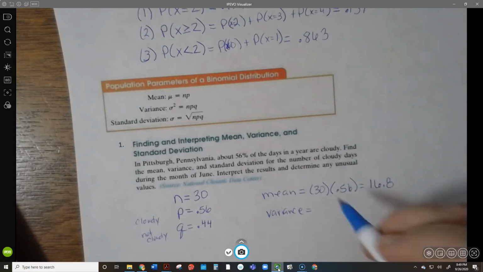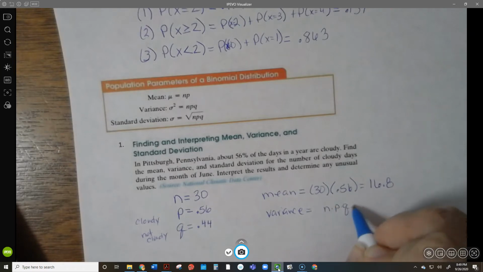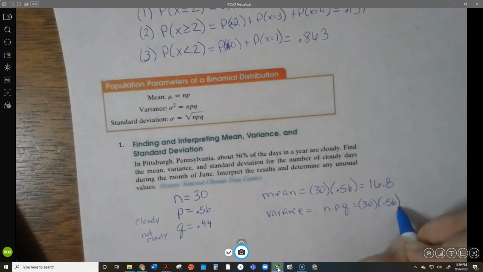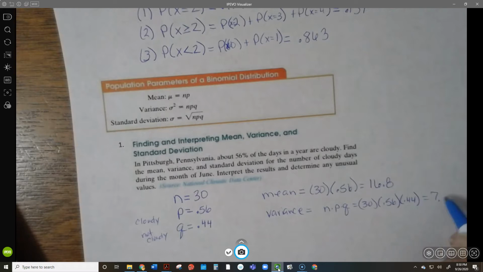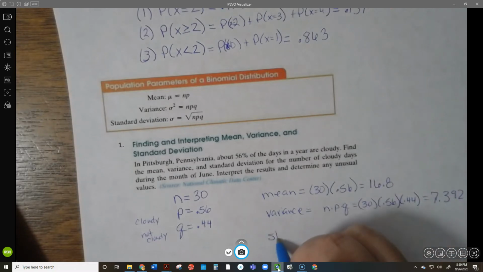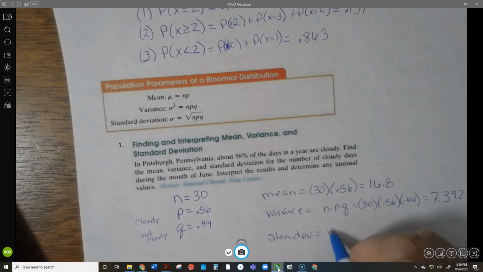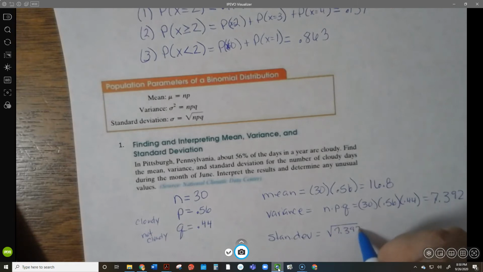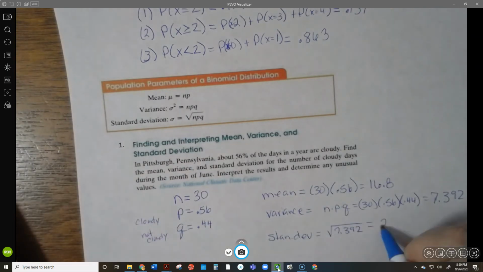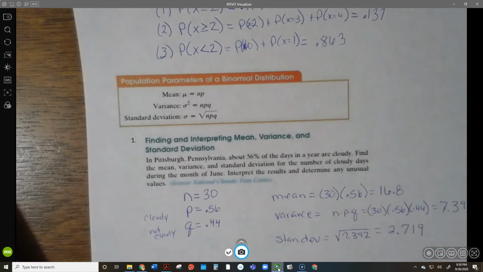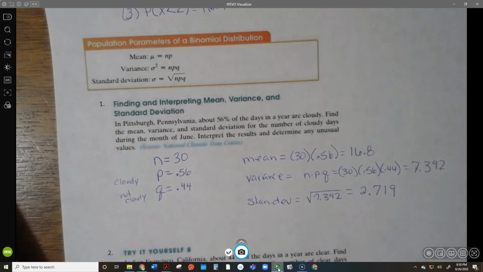Your variance, they don't really ask you for variance very often, but your variance is N times P times Q. So 30 times 0.56 times 0.44. So that's 7.392. And then your standard deviation is just the square root of 7.392. And that is 2.719. So that's all there is to that. That is not hard at all, but it is the most missed question on your next test.